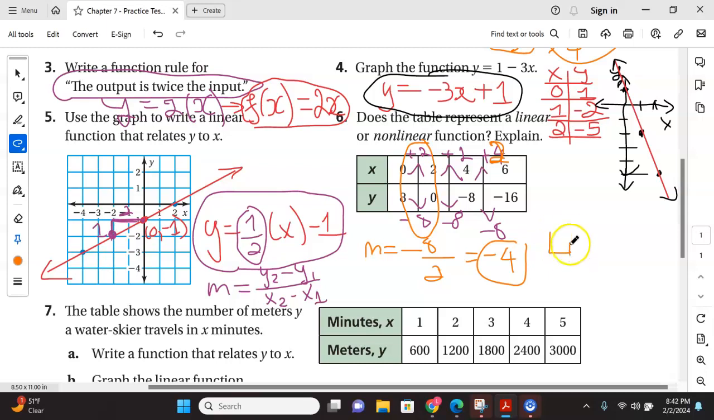So it is a linear function, and I'll let you explain it. Okay, and again, it is a linear function because the rate of change is constant, or you have a constant rate of change. Constant rate of change. You have to use that term to explain it. Okay. Alright, that is taken care of.